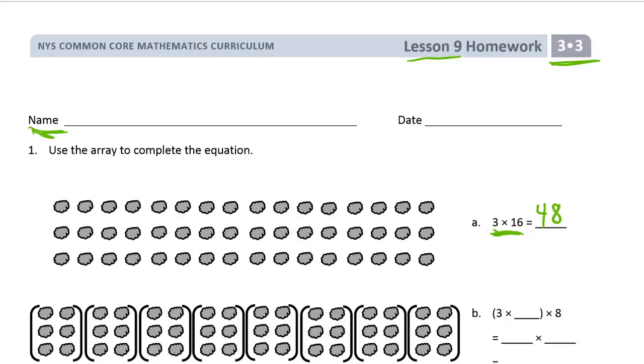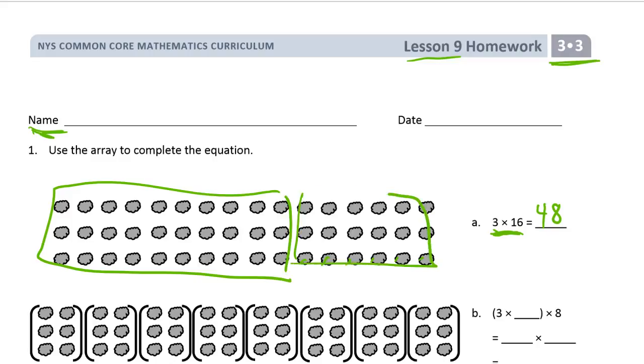But if you don't, you can count them all, or you can look at it like this. These are rows of 16, right? So that's 1, 2, 3, 4, 5, 6. So you know that's 30, and these are rows of 6, so if that's 30 and that's 18, you can figure out that it's 48.